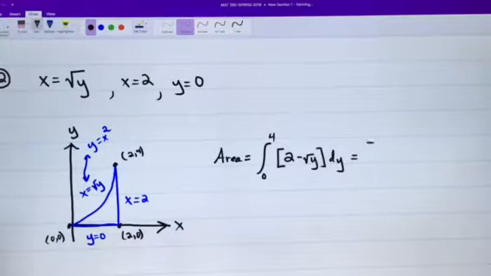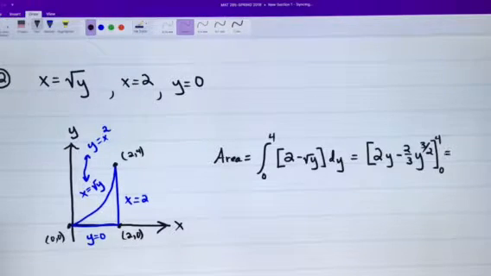If I take the antiderivatives, I have 2y, and the antiderivative of y to the 1/2 is going to be 2/3 of y to the 3/2, as y goes from 0 to 4. In this particular case, 2 times 4 is 8, and we're going to have minus 16/3. Regardless of which approach you take, for the area, this will be 8/3 square units.